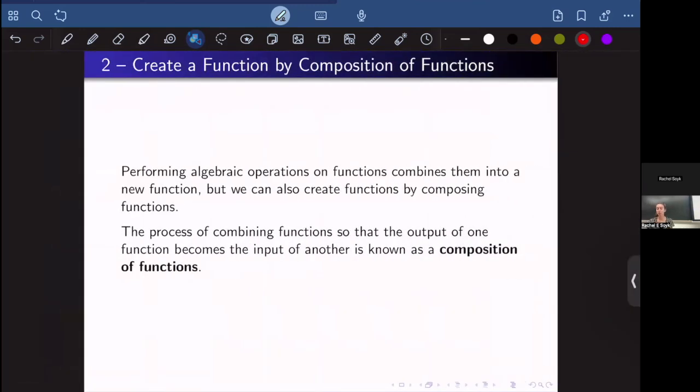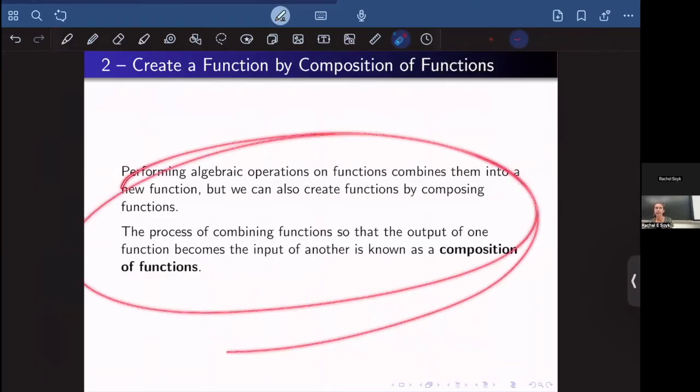Objective 2 is to create a function by composition of functions. So maybe I'll have someone read these paragraphs for me.